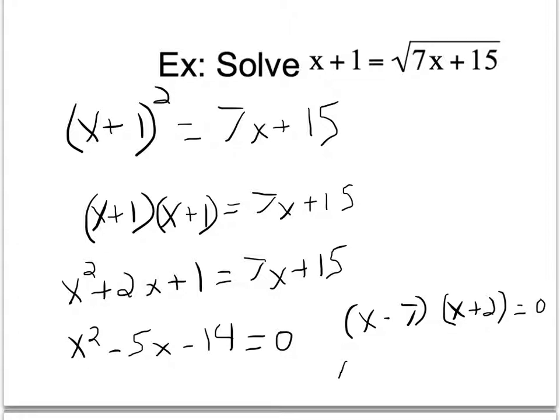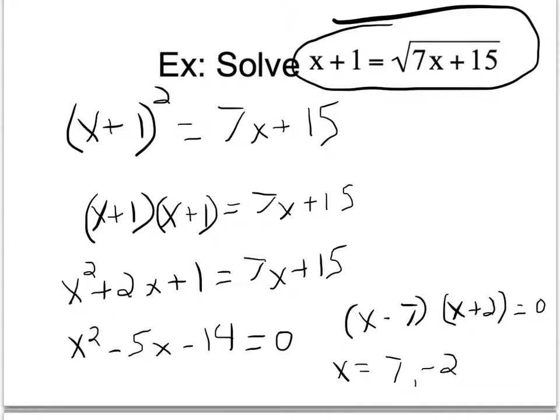So my answers are going to be, x can either equal, now remember, since we set them equal to 0, x minus 7 equals 0. I'm going to add 7, so x can equal either 7 or negative 2, right? So now check your answers. This should get plugged back in simply. So if we use 7, look up here at the top equation. 7 plus 1 is 8, okay? 8 equals the square root of 7 times 7, which would be 49, plus 15 is 64. The square root of 64 is 8, so that works. 8 equals 8, that's good.